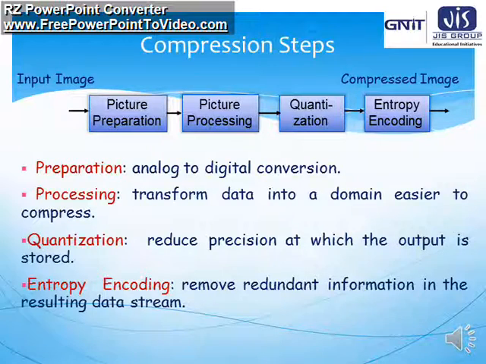These are some steps which are generally involved in compression techniques, termed the compression steps. First is the input image, which is fed to picture preparation. It is then given to another block, picture processing, then quantization, and after that entropy encoding. The output of this entropy encoding block is the compressed image. So the input image is compressed through these 4 blocks.